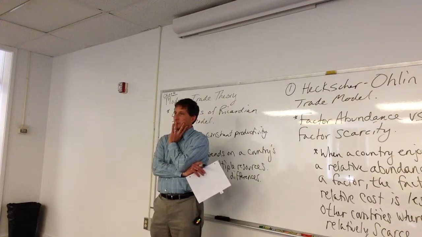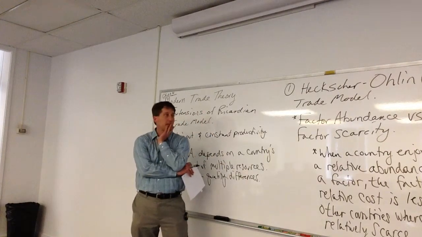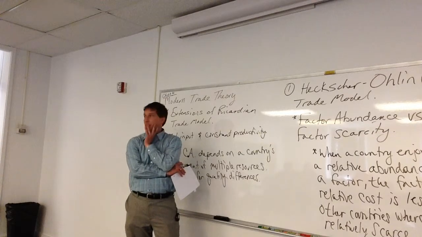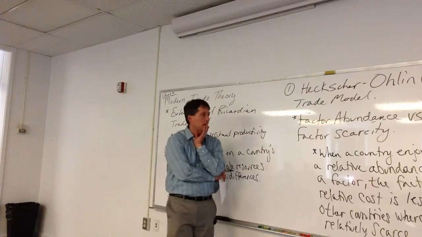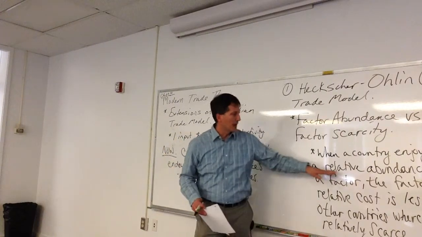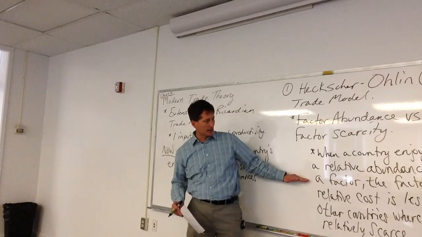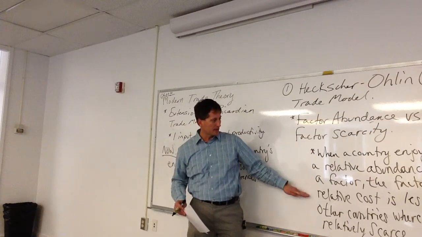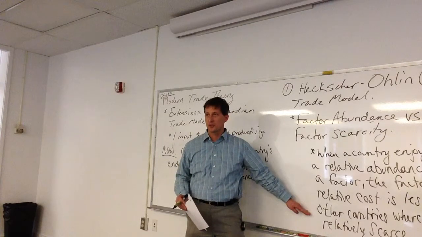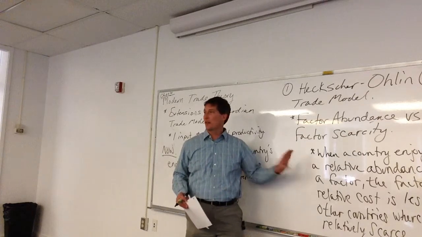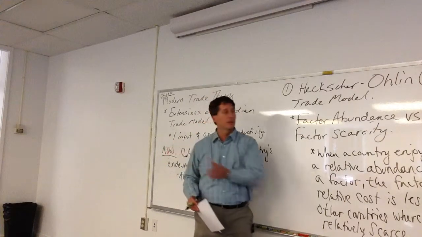What else? You've got to put in the ratios. Okay, so put in the ratios, what will that do? It makes them comparable. You can see which one has relatively more machines to workers, more workers to machines. So when a country enjoys a relative abundance of a factor, the factor's relative cost is less than in the other country where it's relatively scarce. So we're looking within our own country first and then comparing to another country, right?